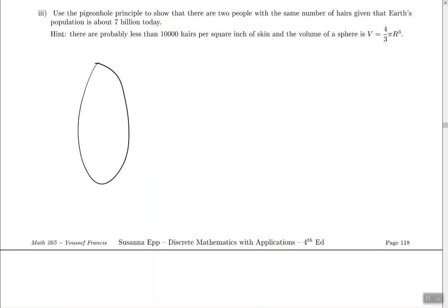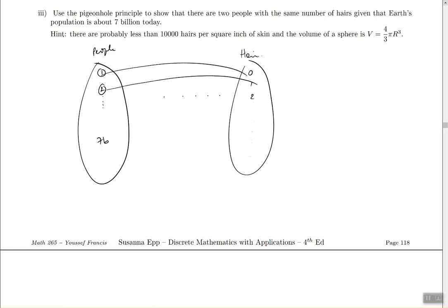I'm going to have one circle where I put all the people in the world. So this is person number 1, person number 2, all the way up until we get to 7 billion people. We're going to put them in a list. And on another side, we're going to put the number of hairs that each person will have. So there are people with 0 hairs on their body, and then 1 hair, and then 2, and so on and so forth, all the way to some maximum amount. Hopefully this maximum amount is really big, but if we make the function, some 2 people will have to share the same number of hairs.